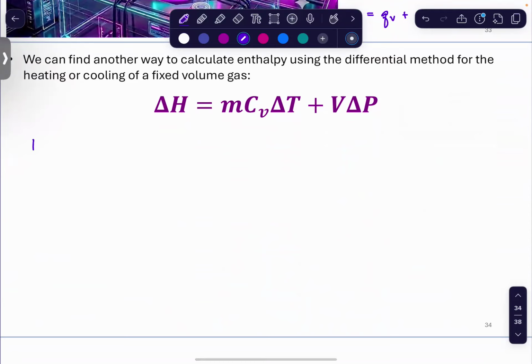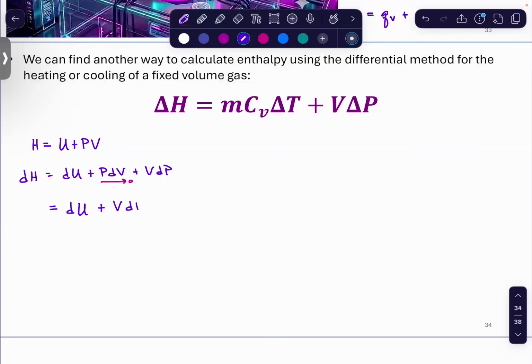So we start with H equals U plus PV. We have dH. As you remember, this becomes dU plus PdV plus VdP, and it's constant volume. So any change in volume is 0. So we're going to get dU, an infinitesimal change in internal energy, plus VdP.